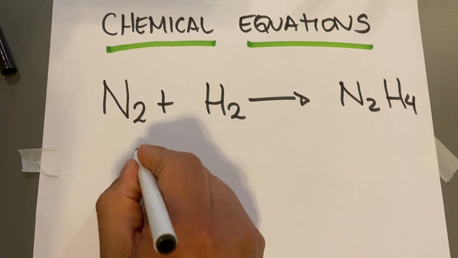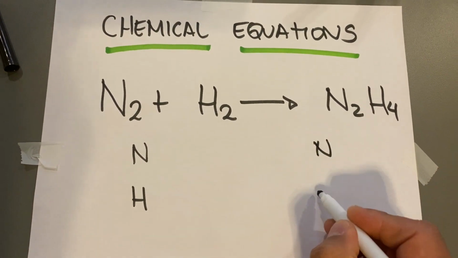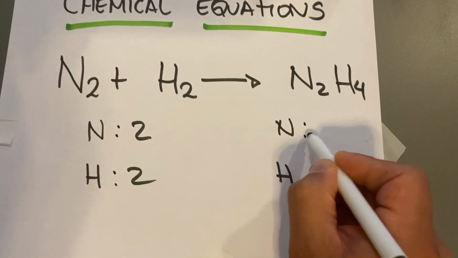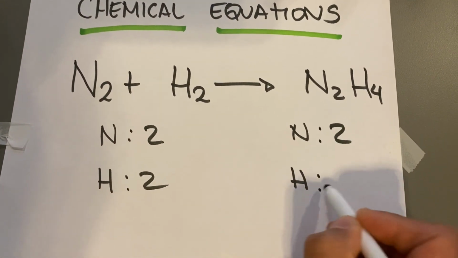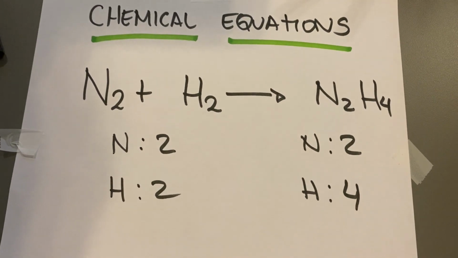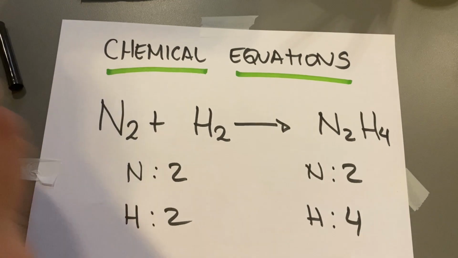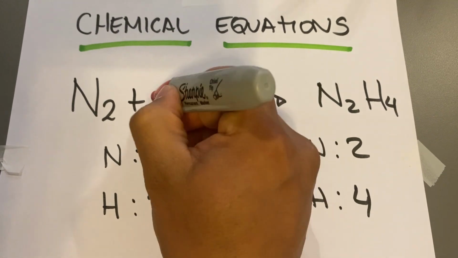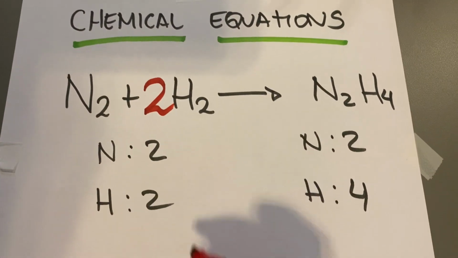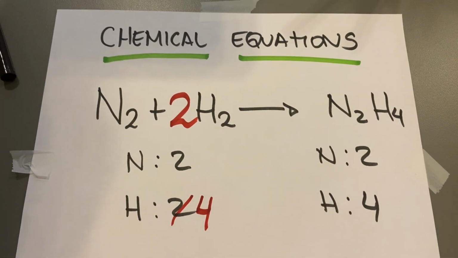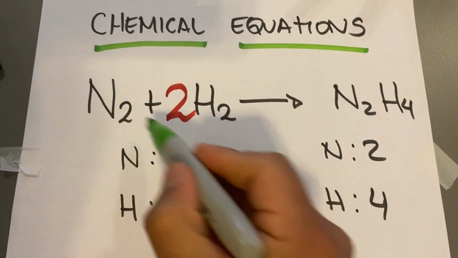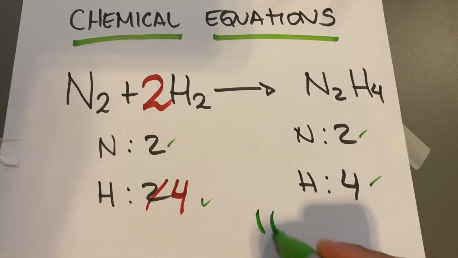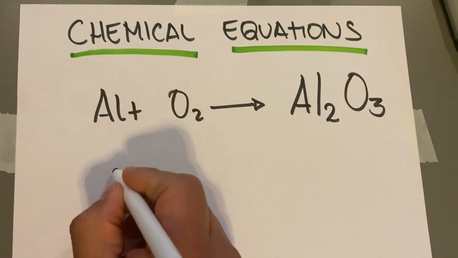Now we have a different chemical equation. In this case, we have nitrogen and hydrogen as reactants and nitrogen tetrahydride as a product. We count the amount of atoms on the left and the amount of atoms on the right. So now we can see we have two different numbers for hydrogen, 2 and 4. That's why we're adding a number 2 in the coefficient for hydrogen in the reactant side. Now hydrogen is balanced. We count the amount of nitrogen and they are balanced too. We're good.